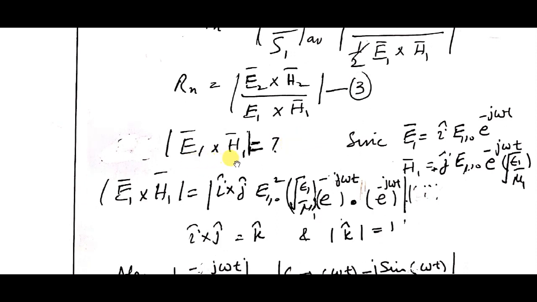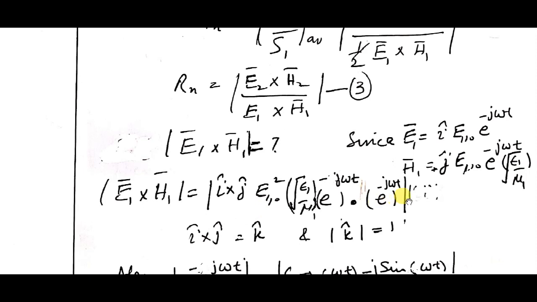So let's take first E1 cross H1. The incident field vector E1 is given by i E10 e to the power minus j omega t, and at the interface we take z equal to 0. Similarly H1 is equal to j E10 e to the power minus j omega t times the square root of epsilon 1 over mu1. Taking the cross product, i cross j is equal to k, and we get E10 squared, the square of the amplitude of the incident wave electric field, times the square root of epsilon 1 over mu1, times e to the power minus j omega t twice.